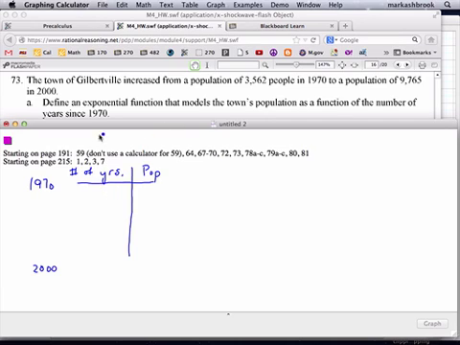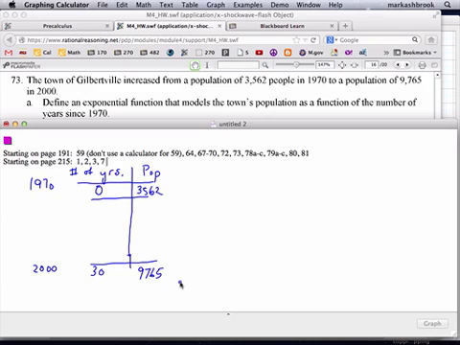Since they want the number of years since 1970, that is going to be our input. So at 1970 that'll be 0, and at 2000 that will be 30. So what is our population in year 1970? 3562. Right? And then in the year 2000, 30 years later.